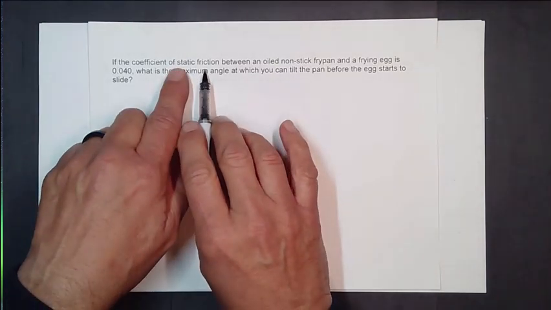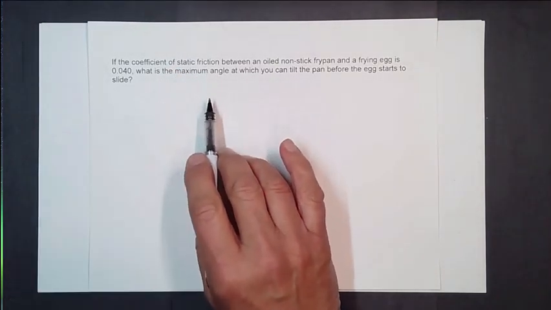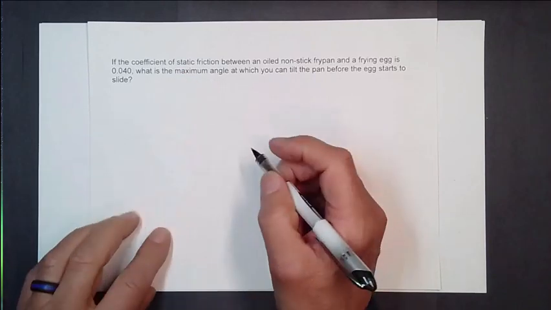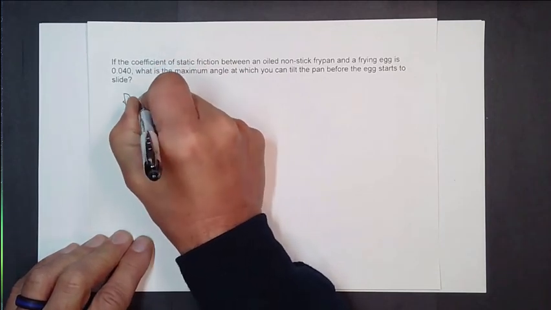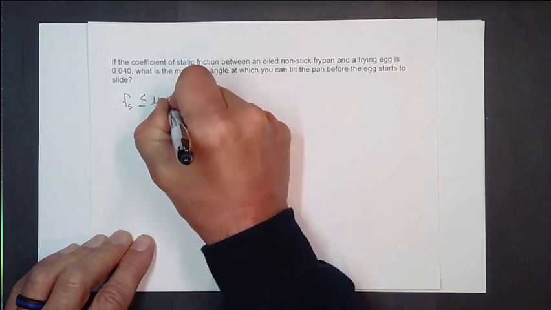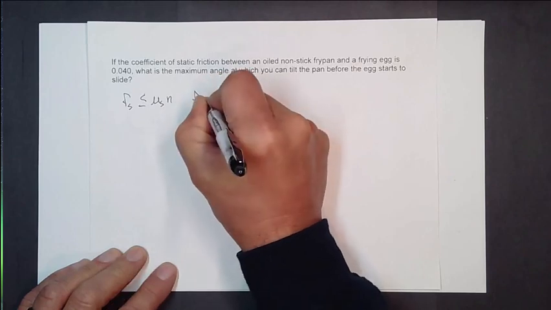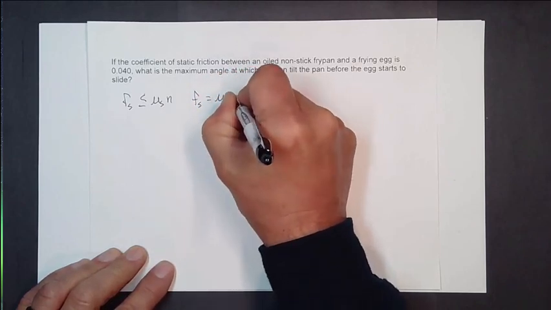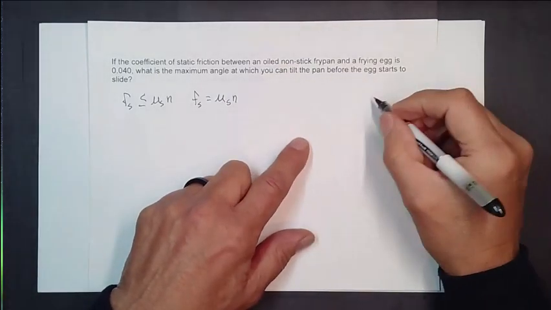Okay, static friction, maximum angle. We're trying to max out the static friction in this case. So static friction in general looks like F sub s is less than or equal to mu sub s times N, but we're trying to max it out. So in this case, the static friction will equal mu sub s times N. And we need to draw a free body diagram for this thing, but let's make a sketch first.